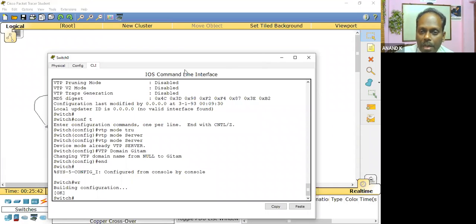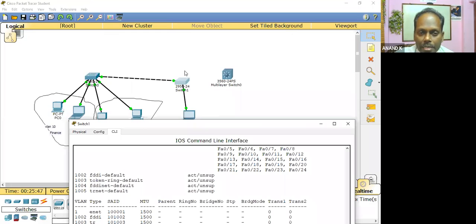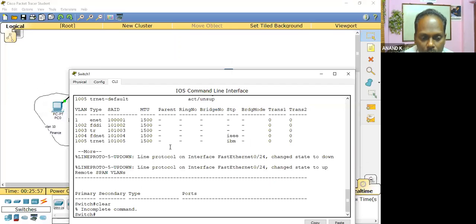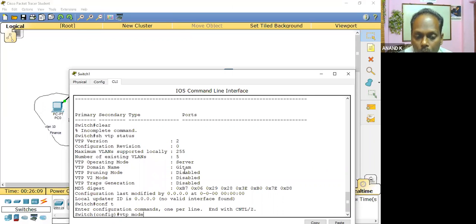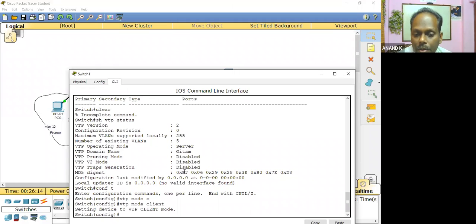Okay. Now you see from the other side. What will happen? We have to define this VTP mode not as server, but as a client. So VTP status. Here you see it is still in server. We need to change the operating mode. Config VTP mode client. Okay, now it is selected to client mode.